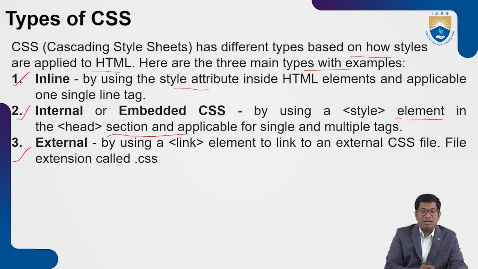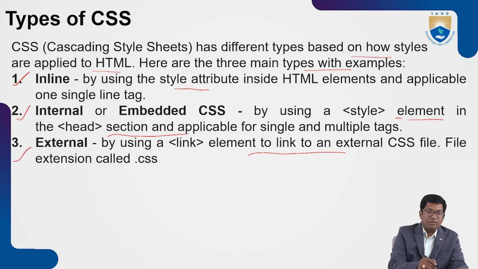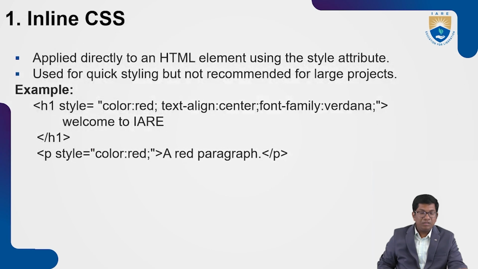Next one is external style sheet, by using a link element to link an external CSS file with the extension .css. So create a .css file. There you write the CSS properties and link the HTML document to the CSS by using the link element. So three types of CSS are there: inline style sheet, internal style sheet, and external style sheets. Right? Inline, internal, external. So in detail we'll discuss one by one with examples.